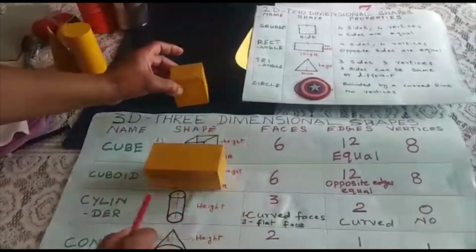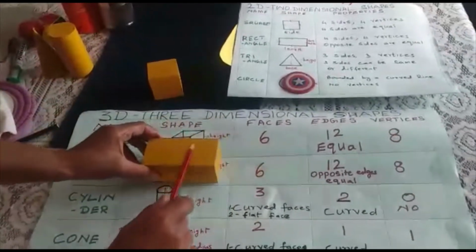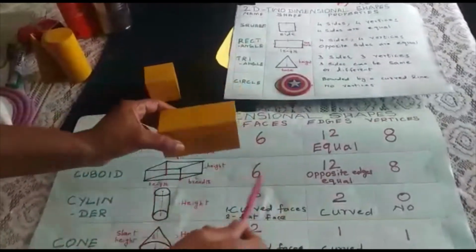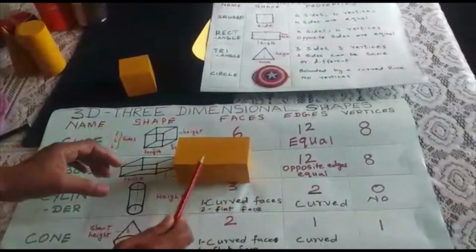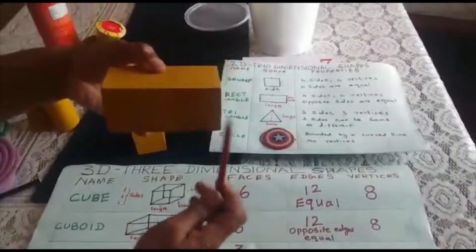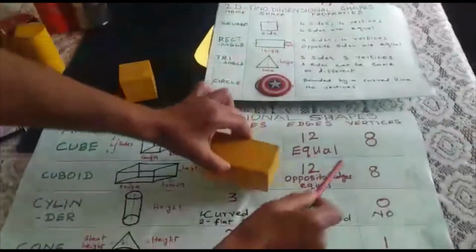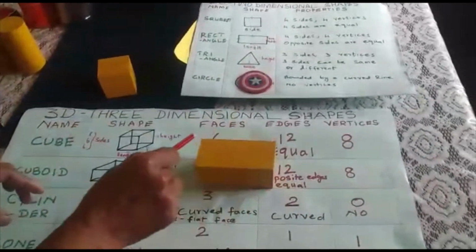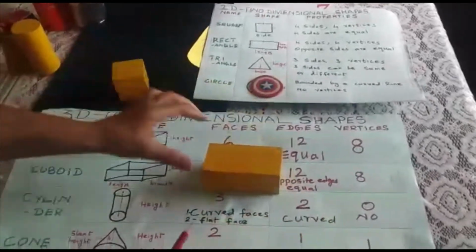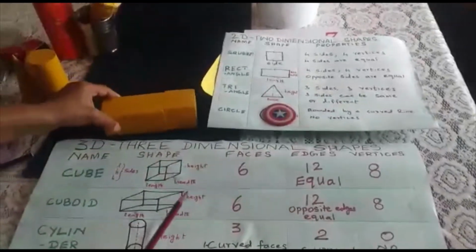Length, breadth, height are equal in a cube. Here length, breadth and height are different. Even this has the same number of faces. 1, 2, 3, 4, 5 and 6. And edges, if you see 1, 2, 3, 4 at the bottom, 5, 6, 7, 8, 9, 10, here 11 and 12. So 12 edges and 8 vertices. 1, 2, 3, 4, 5, 6, 7, 8. It has 8 vertices. So the faces, edges, vertices are the same for cube and cuboid.